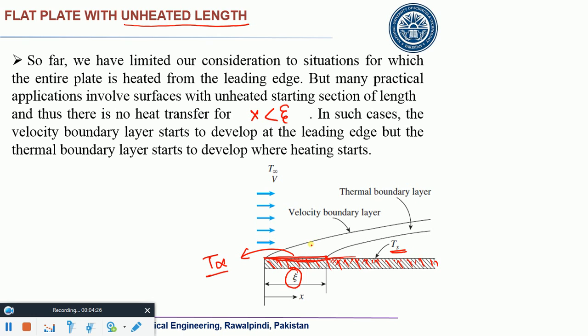Because friction remains the same. Friction would be all along the plate. So you can say that the velocity boundary layer would start developing right at the leading edge. And the thermal boundary layer would start developing from this point, isn't it? Wherever you feel the difference between the temperatures, from that point onwards, the thermal boundary layer would develop. So thermal boundary layer would start developing from this point onwards, and velocity boundary layer would start developing from this point. So this is something which is known as unheated length.